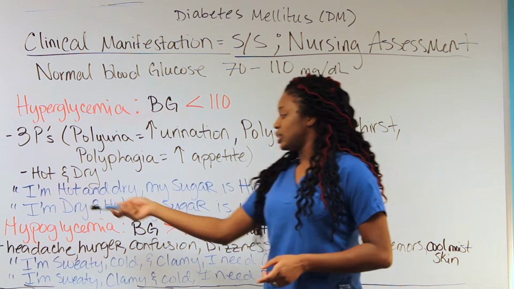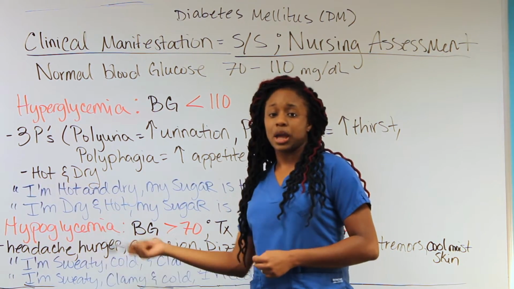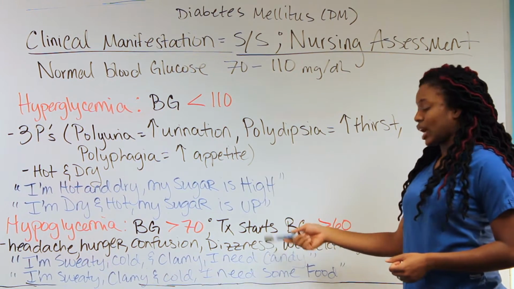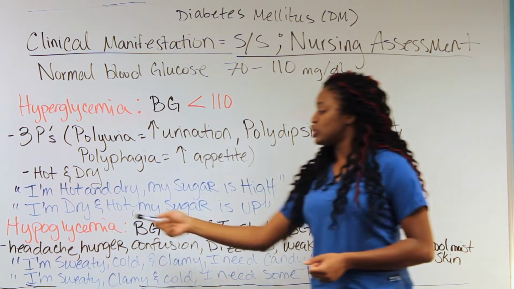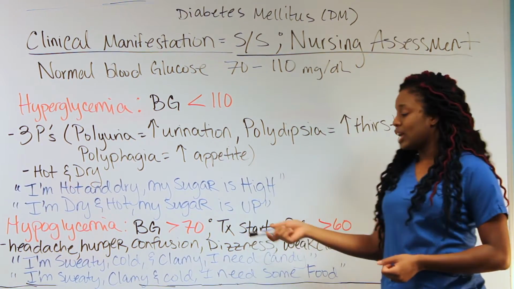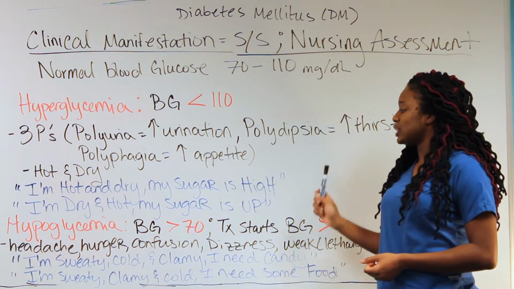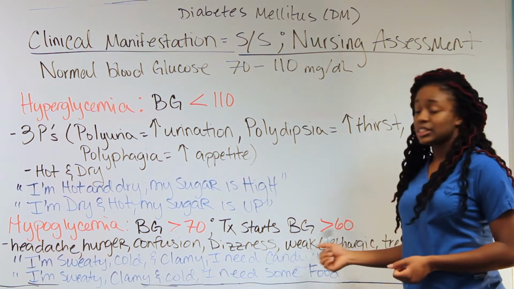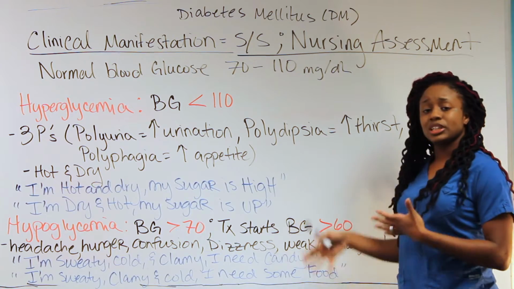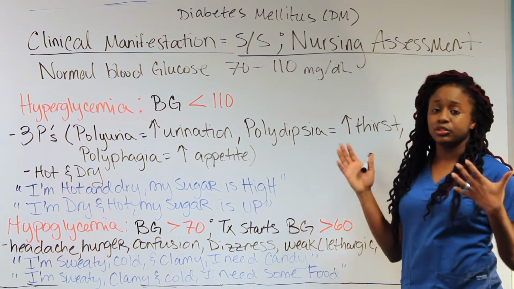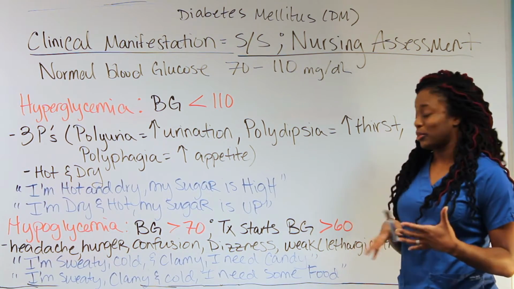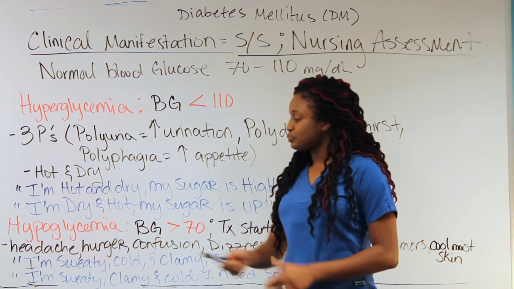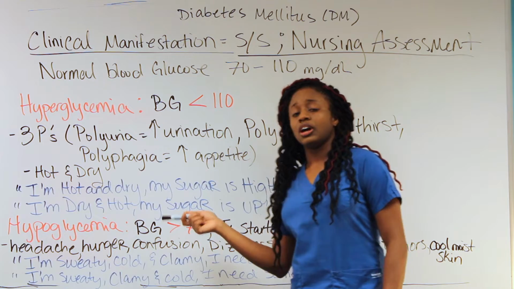And here's a saying to remember hypoglycemia: I'm sweaty, cold, and clammy, I need candy. Sweaty, cold, and clammy, I need candy. And if you don't like that one, I switched it around: I'm sweaty, clammy, and cold, I need some food. I like the first one better than the second one, but you'll be surprised what you will remember. Maybe it's the food saying that sticks. But just remember, hypoglycemia.